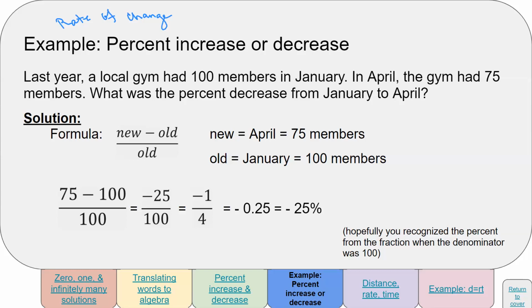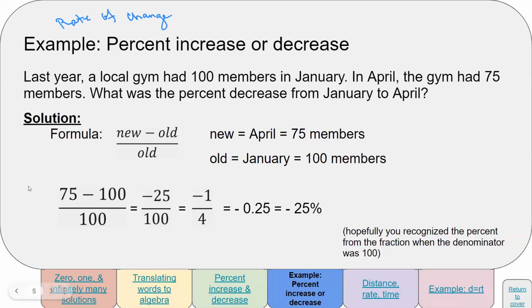So negative 25 over 100. If I reduce that fraction, I get negative 1 over 4. If I divide it out, I get negative 0.25, which is, move the decimal 2 spots, 25%, because percents are always bigger than decimals. Now, hopefully you also recognize that a percent is per 100, so this fraction, the 25 over 100, is also giving you your percents.